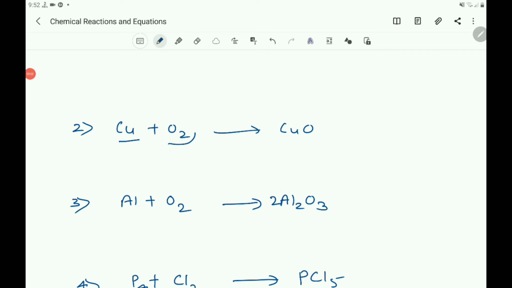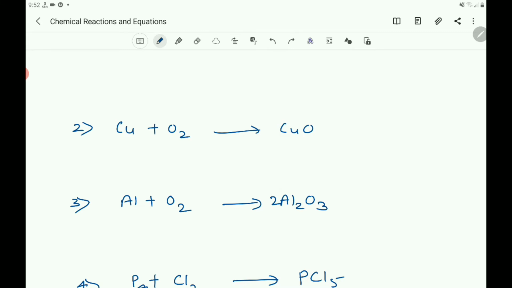Copper reacts with oxygen. This means when copper is heated with oxygen, copper oxide will be produced. That is a single product. Here two reactants react to produce the single product copper oxide. It is also a chemical combination.